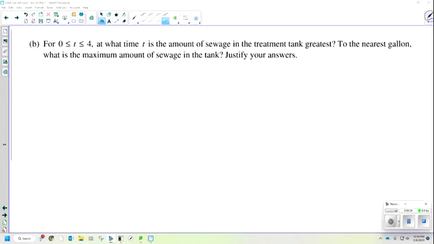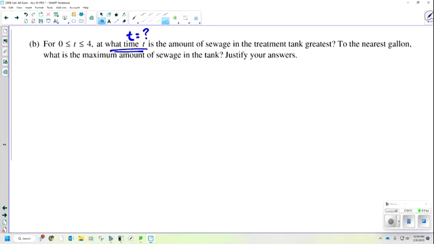1B. For t values between 0 and 4 inclusive, at what time is the amount of sewage in the treatment tank the greatest? It looks like we're going to have to find some sort of t value. To the nearest gallon, what is the maximum amount of sewage in that tank? Justify your answer.